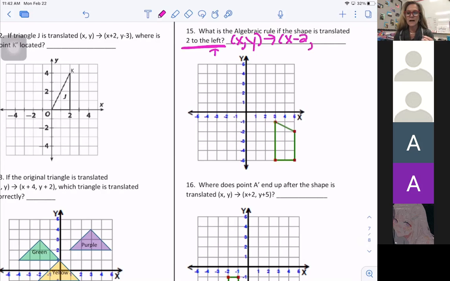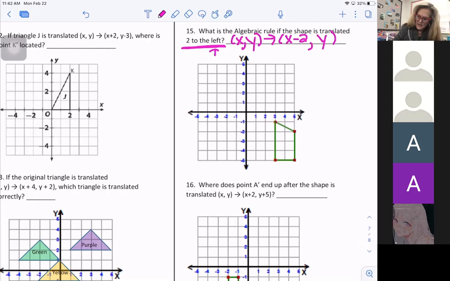Okay, what's happening to Y? It stays the same. It didn't tell me to translate it in any way, right? So Y stays Y. I just put Y because it's not changing. Is that okay? Can I have X not change and just Y change? Yeah. It just means I'm sliding it up and down, and in this one, I'm just sliding it left and right. And that's okay.